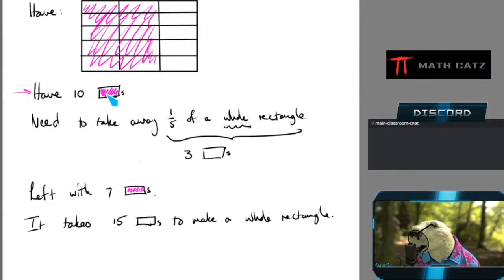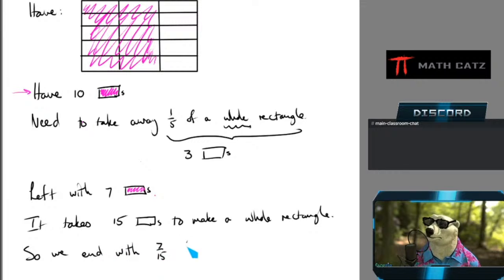So take note of when the pieces are colored, when the piece is not colored. All of that helps me. It takes 15 pieces to make a whole rectangle. We have 7, so we end with 7 15ths of a whole, of course. We had some portion of a rectangle, we removed some of it, so we have a little bit less.